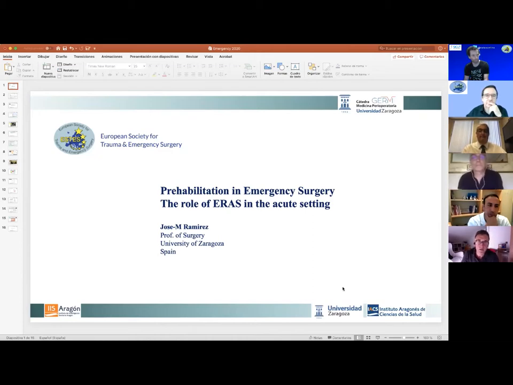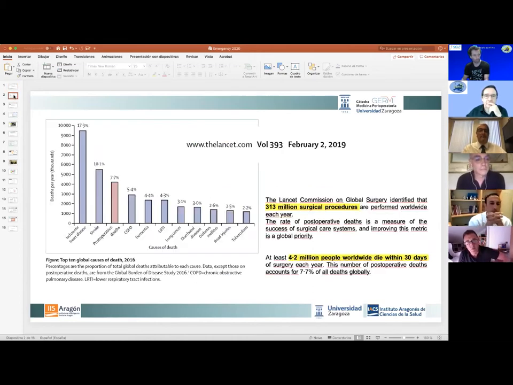So in order to focus the topic, could you have a look at this graphic, please? More than 300 million surgical procedures are performed worldwide each year. More than 4 million people worldwide die within 30 days. So this number is the post-operative death, the third commonest cause of death in the world.